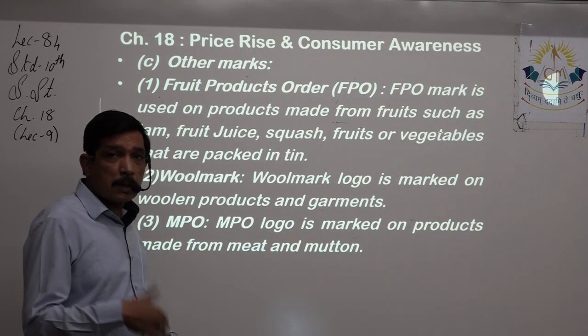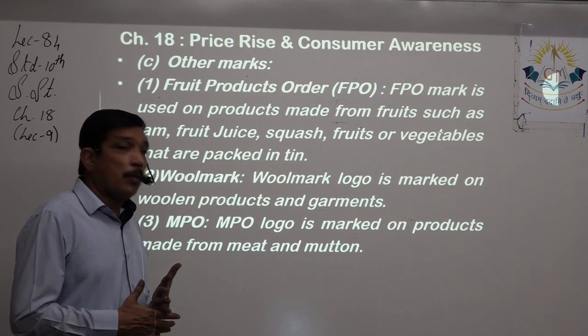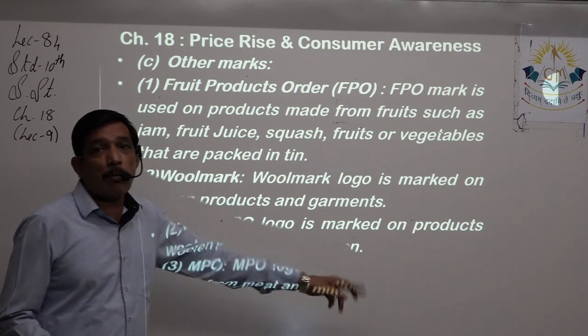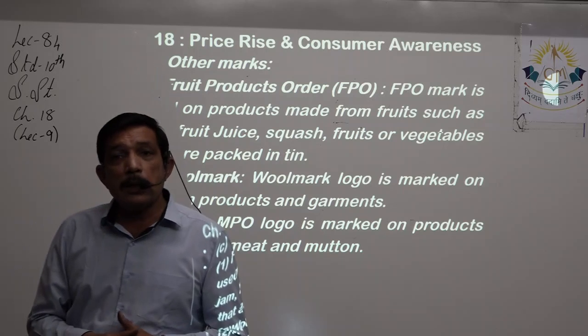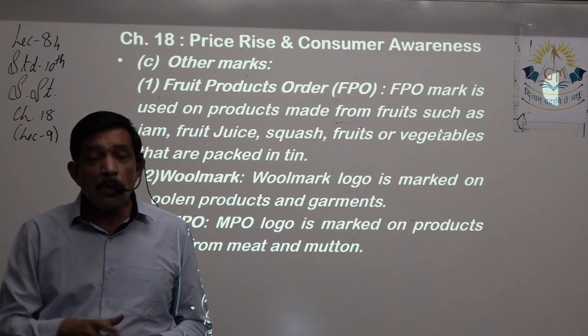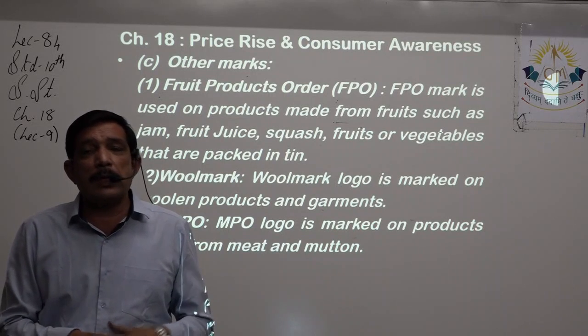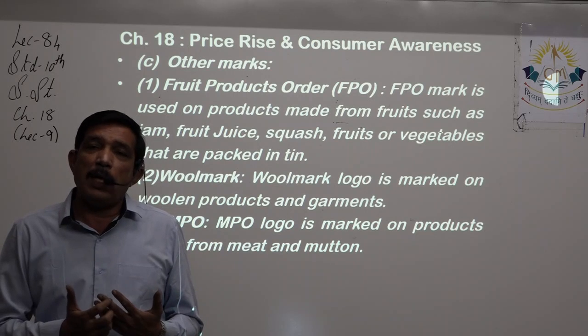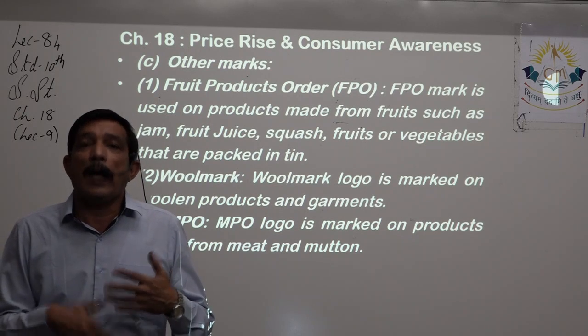MPO is yet another type of mark for producers who make products from meat and mutton. That will be in tin pack, right? So they can use the symbol or logo of MPO to say that we meet the standards. We have been certified and our company has been given the certification to use MPO.